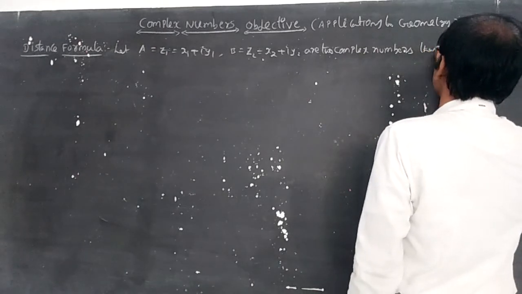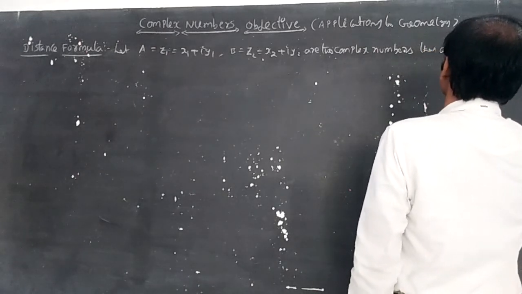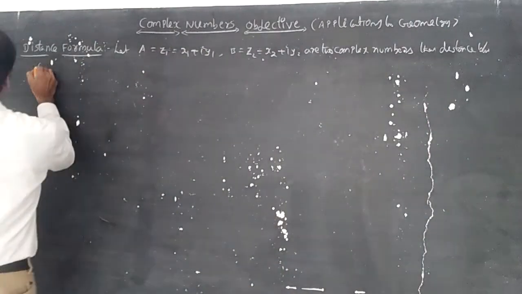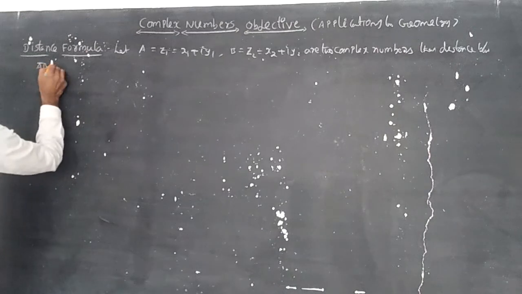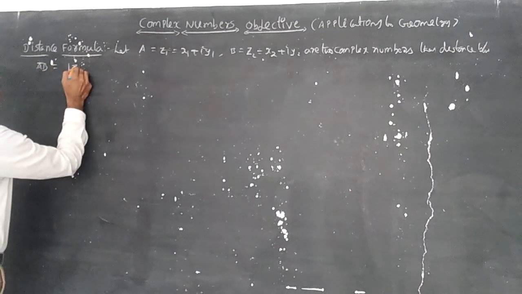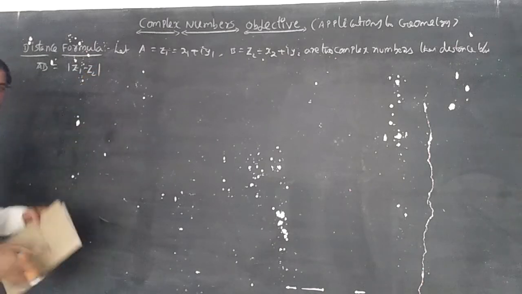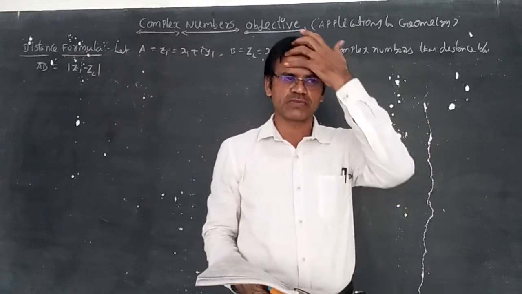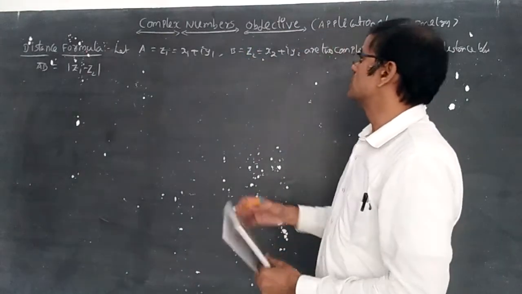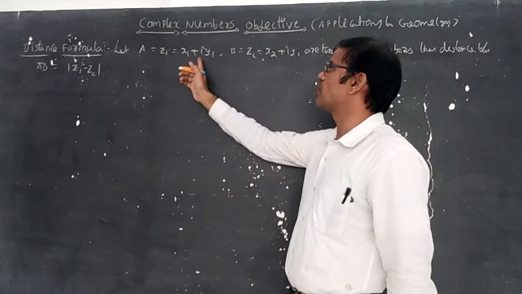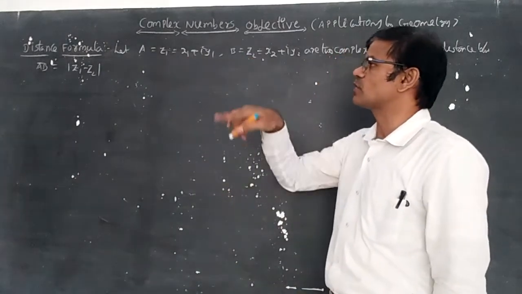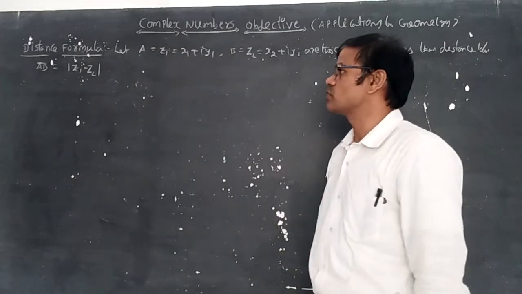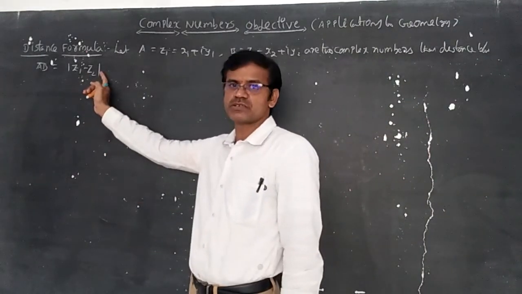Then the distance between A and B is equal to the modulus of Z1 minus Z2. Of course, that means the root of (x2 minus x1) whole square plus (y2 minus y1) whole square. According to this, with x1, y1 and x2, y2, you can write root of (x1 minus x2) whole square plus (y2 minus y1) whole square, or (y1 minus y2) whole square. This is nothing but the modulus of z1 minus z2.